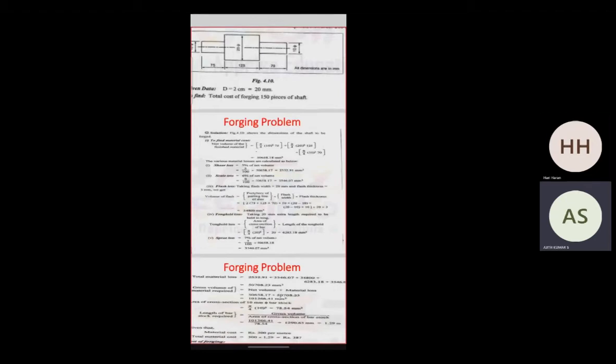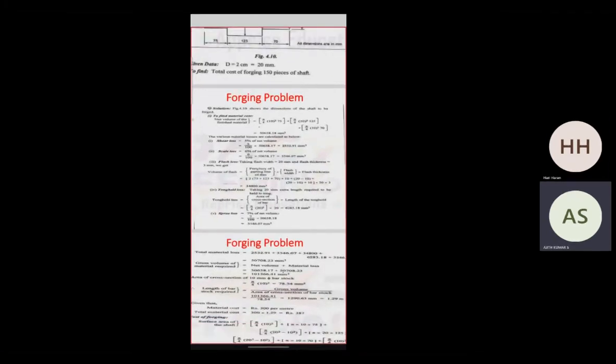So next we want to find the gross volume. Gross volume is equal to net volume plus material loss. So net volume we already found, and total material loss also we found. By adding those, we will get gross volume is equal to 101366.41 millimeter cube. This is the gross volume.